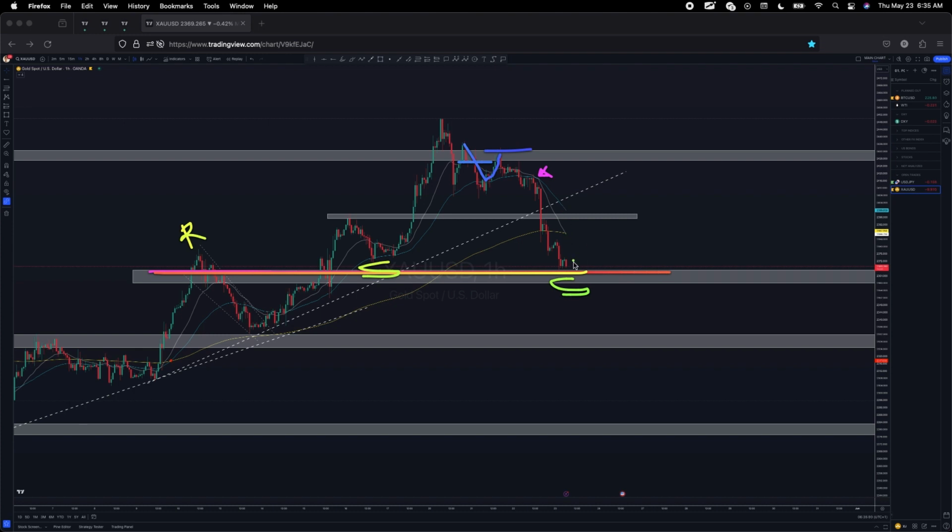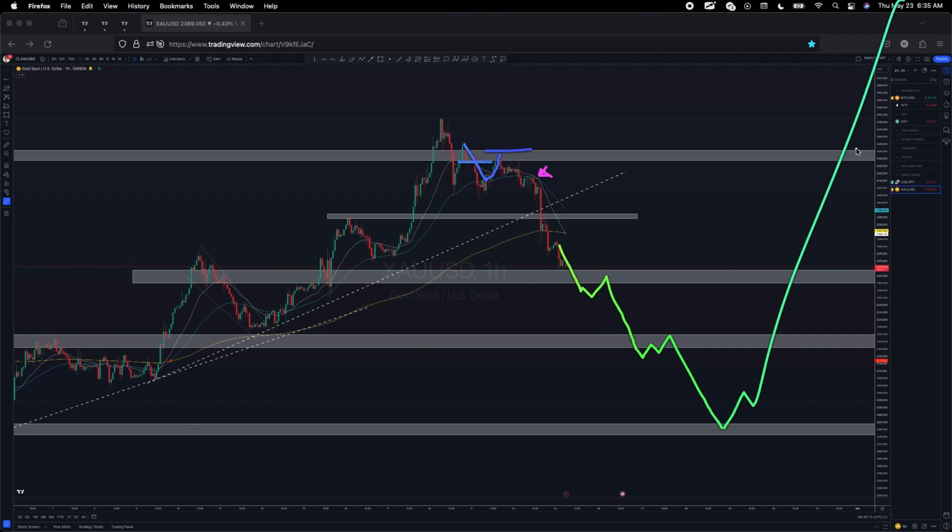If it happens that the market breaks below this area, we might see the continuation of this bearish momentum. We might see something like this, and then maybe we see another move to the upside. You understand? But I don't want to speculate too much, I just want to move with the price.